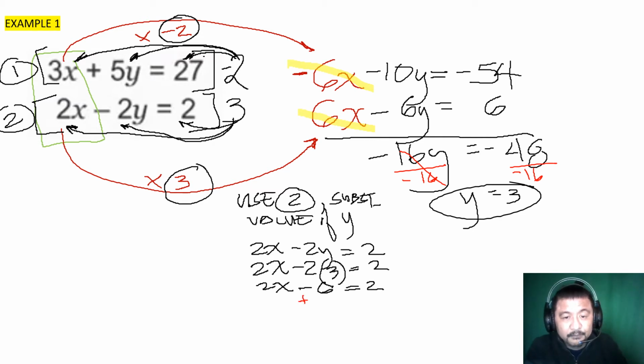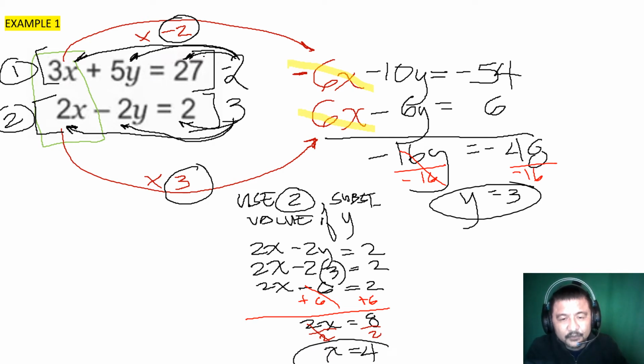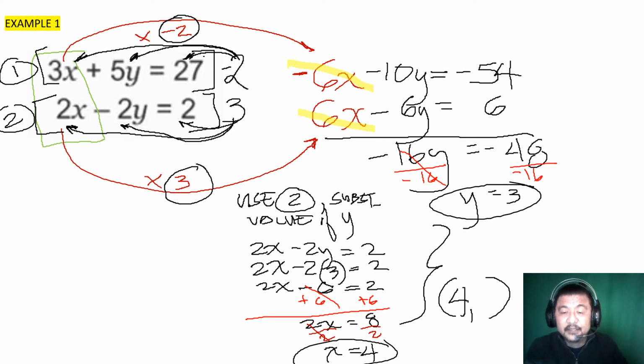Two-step equation, plus 6 for you, plus 6 for you. That becomes 2x equals 8. What's next? Divided by 2 on the left, divided by 2 on the right. Even though you could do this mentally, please write it down. X is equal to 4. So you already solved for the x and the y. Put them together. Your solution would be, start with the x, 4, then with the y, 3. So that's my solution. Okay, got it? That's just example 1. Let's have a second one.